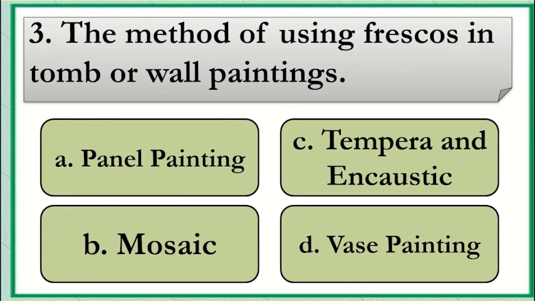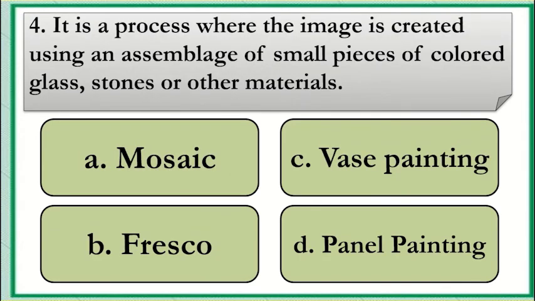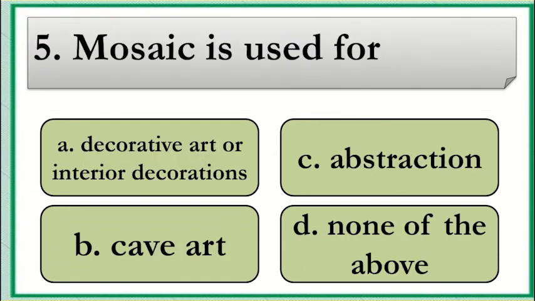D. Vase painting. 4. It is a process where the image is created using an assemblage of small pieces of colored glass, stones, or other materials. A. Mosaic. B. Fresco. C. Vase painting. D. Panel painting. 5. Mosaic is used for A. Decorative art or interior decorations. B. Cave art. C. Abstraction. D. None of the above.